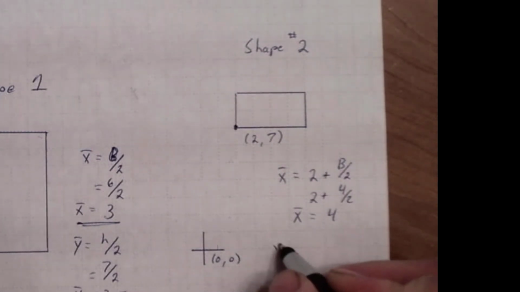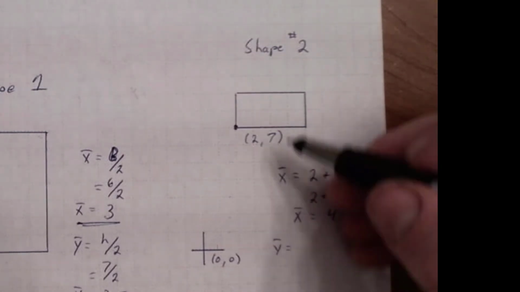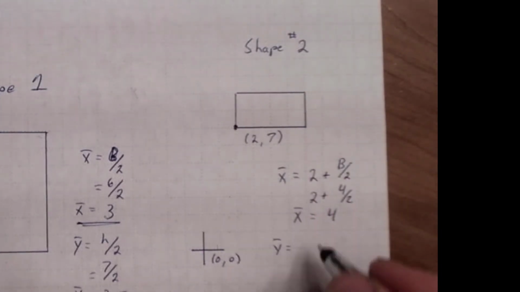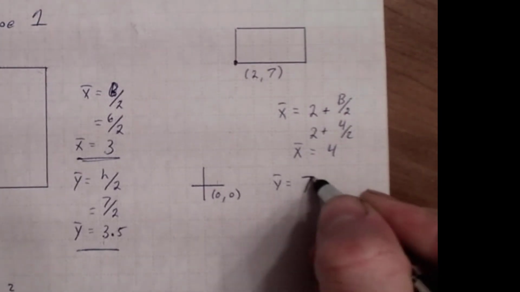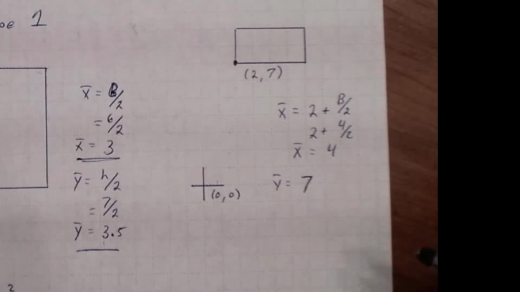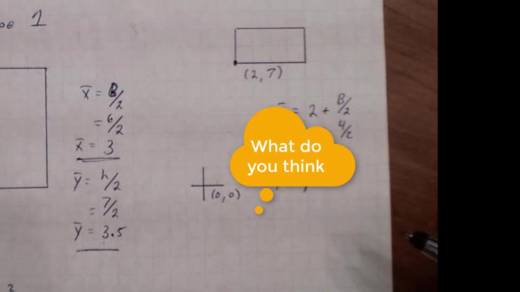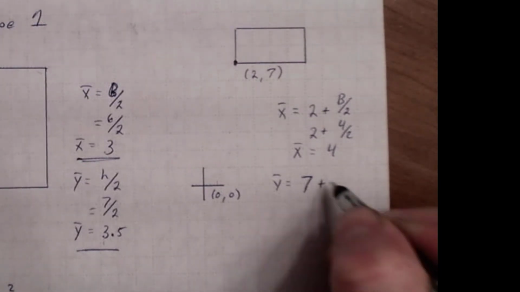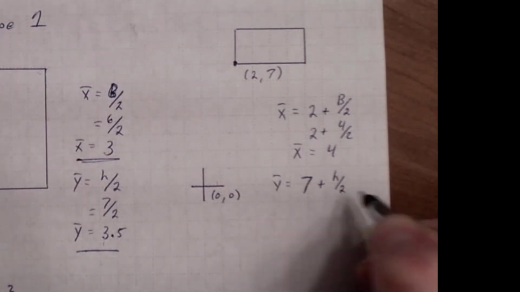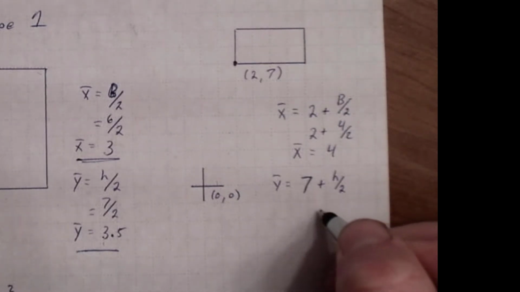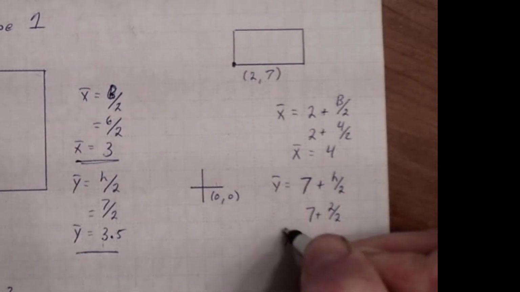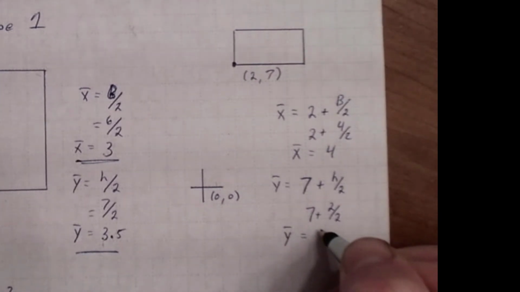Same thing with y bar. The first thing I do is pull this coordinate from my ordered pair, which got me to the corner, which is 7. And am I going to move, in this case, in a positive direction upward, or in a negative direction downward? The answer is I'm going to move in a positive direction, so I add height divided by 2. My height is 2, so 7 plus 2 over 2. Y bar equals 8.